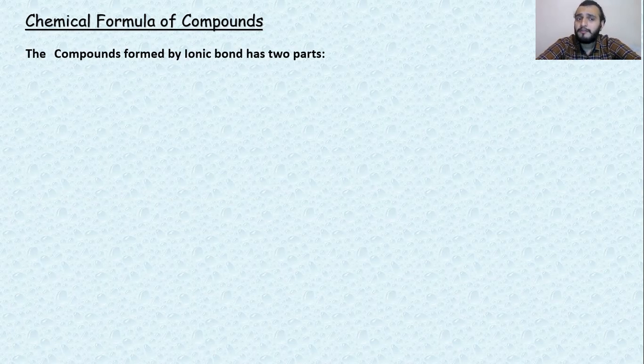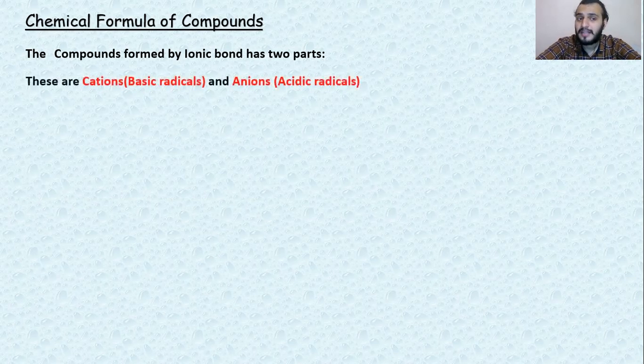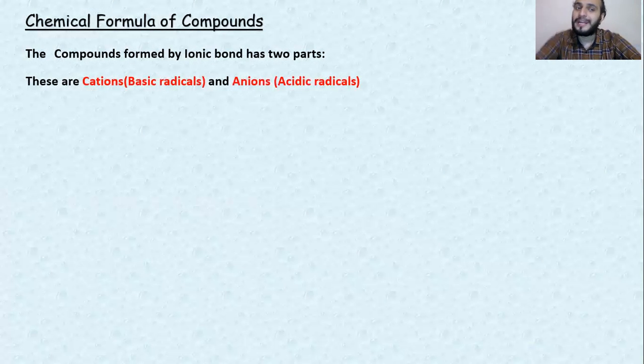So a compound formed by ionic bond has two parts. That is cation, which is basic radical, and anion, which is acidic radical. How are ionic bonds formed? By give and take of electrons. So the atom which donates electrons becomes a positive charge ion, that is cation or basic radical, and the atom which accepts electrons forms a negative charge ion, that is anion, called acidic radical also.